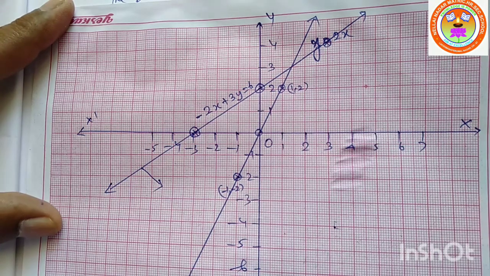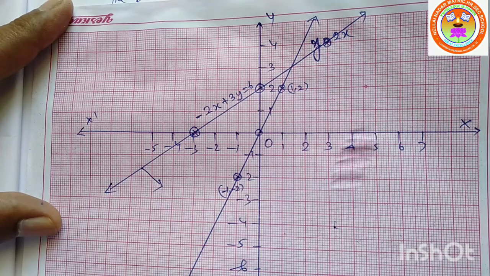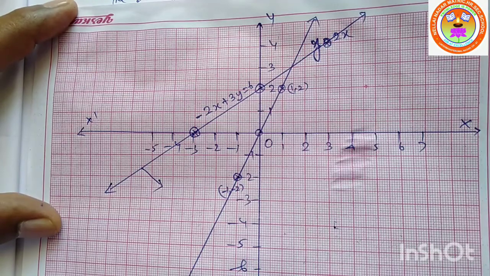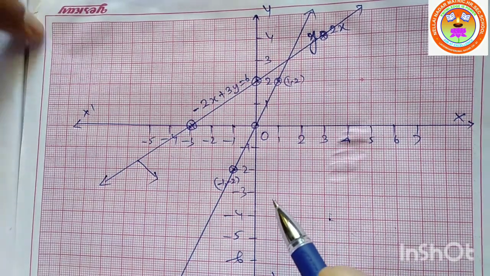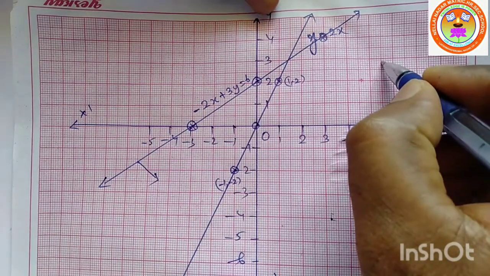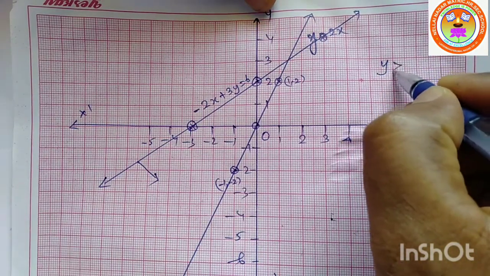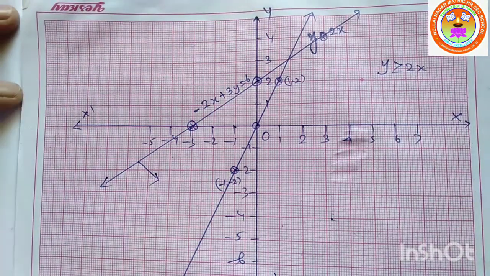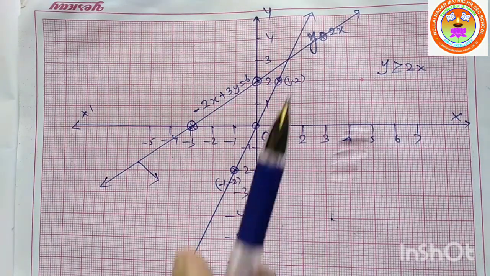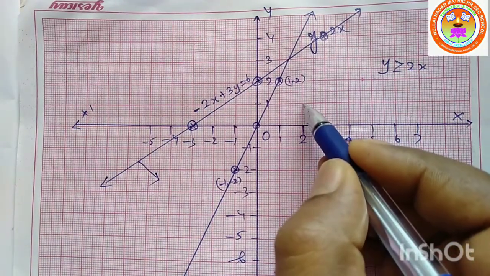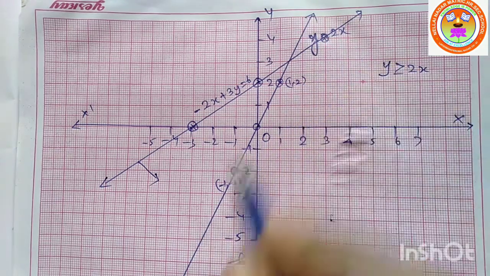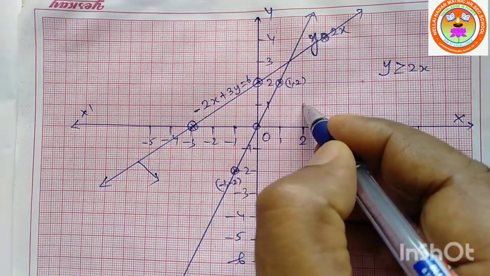The first equation, what is the first equation? The first equation says y is greater than 2x. If you are having any confusion, don't worry. See the first one. The first inequality, y is greater than or equal to 2x, right? If you do not know whether to shade the right side or left side, take one point here, the right side of the line. This is the line, y is equal to 2x. So take this point 2, 1.